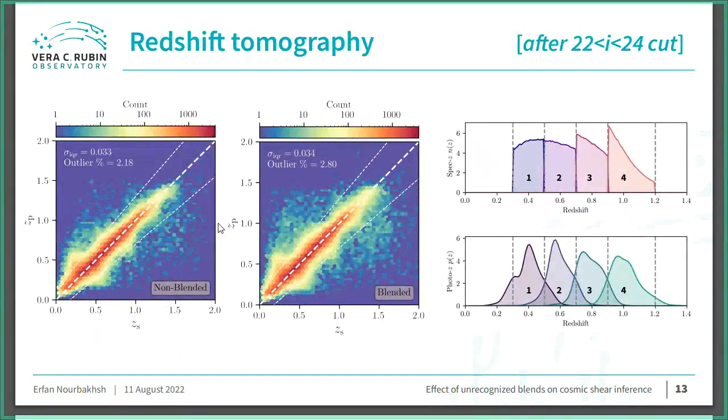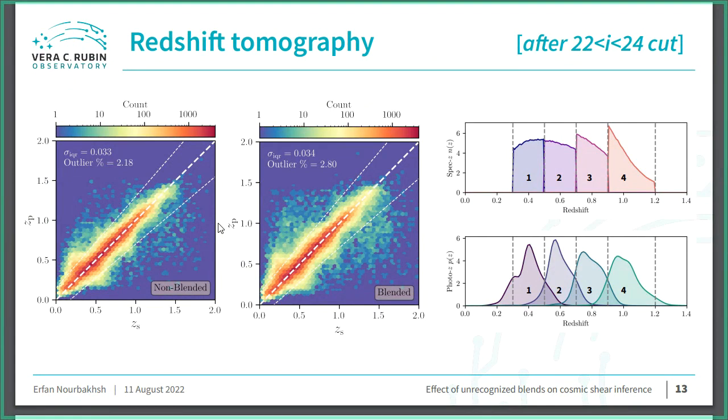So now that we have the sample, one sample without blending, one sample with blending, we want to know how blending can cause biases in cosmology. Is it important? Is it significant or not? One way is to just measure correlation for the whole sample, but a better way, because of the evolution of the structures in the universe, is to make some tomographic bins and use redshift tomography before we actually measure the cosmic shear signal.